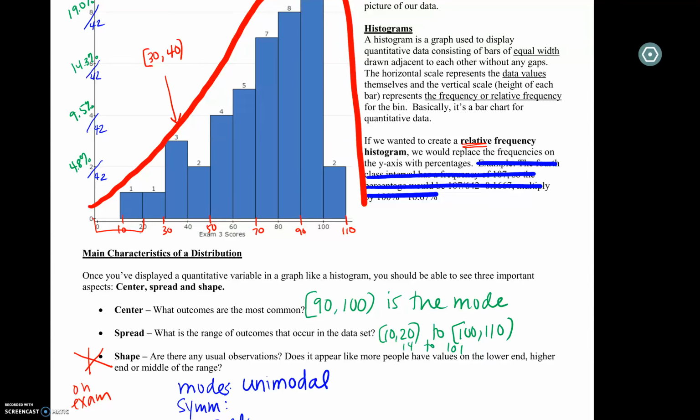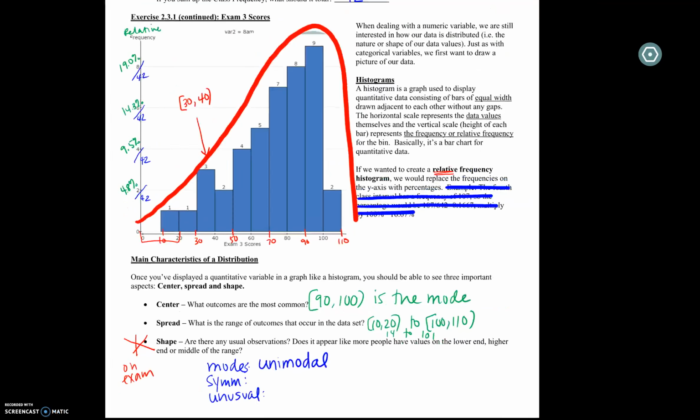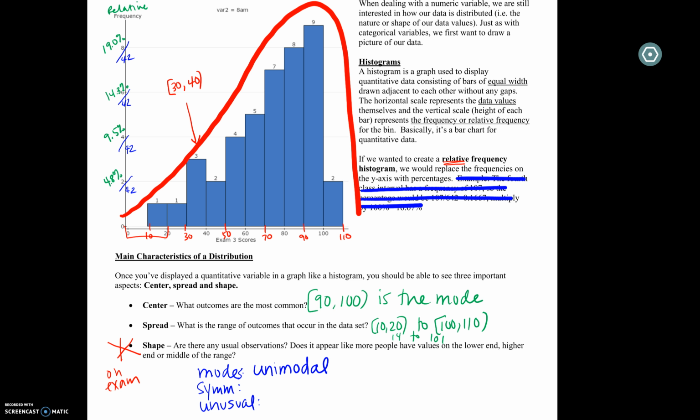Symmetry is all about whether or not things fall evenly away from our mode. And we can see here our mode has a lot more stuff tailing off to this left side. And remember, the side of this tail, that's what tells us which way we are skewed. So in this particular case, we are skewed to the left.